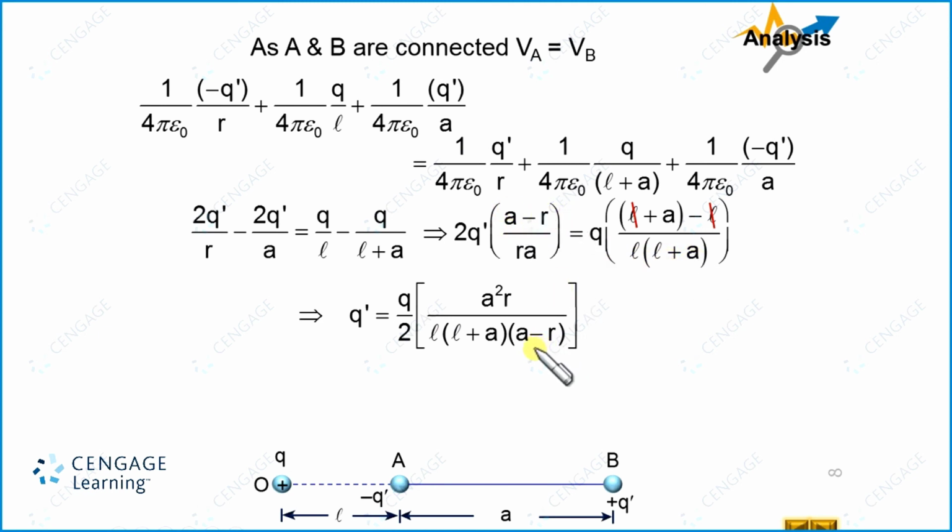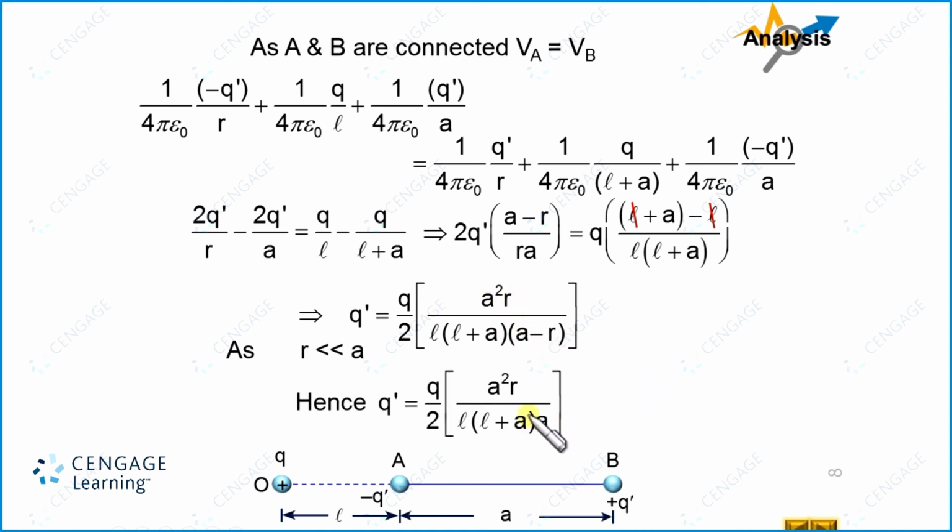Now, we can observe this relation, because R is much smaller than A, that means we can neglect this term. If we neglect this term, this A and A will get cancelled, and we will have this final value, that is q A R divided by 2 L (L plus A). This is the magnitude of the induced charge on either A or B.